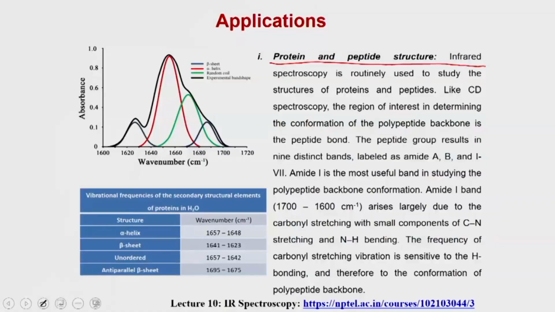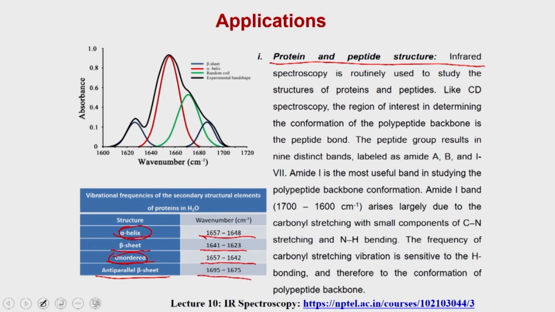For example, if you have the alpha helix, it is going to absorb in the range of 1657 to 1648, whereas if you have beta sheets, it is going to absorb in the range of 1641 to 1623. But if you have loops or unordered regions, then it is going to absorb in the range of 1657 to 1642. So, you can see that the unordered region and the alpha helix absorb in overlapping regions, and anti-parallel beta sheets absorb in the range of 1695 to 1675.